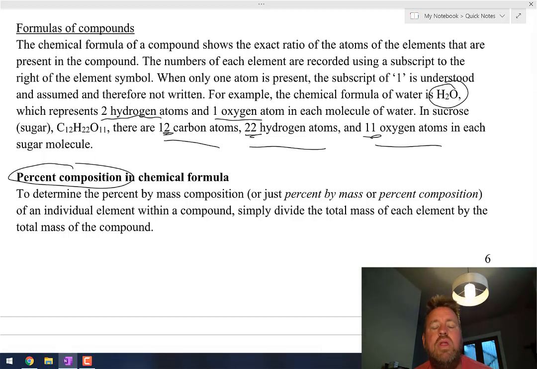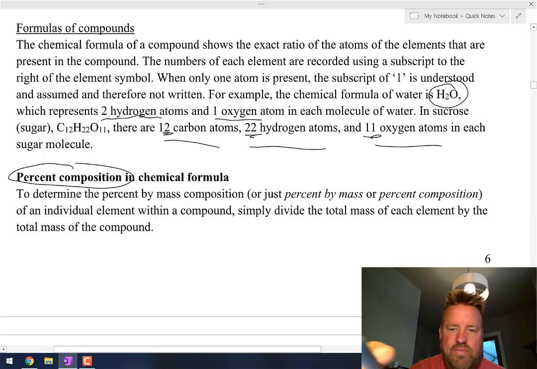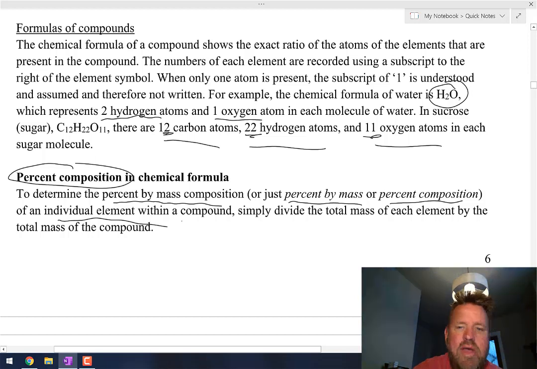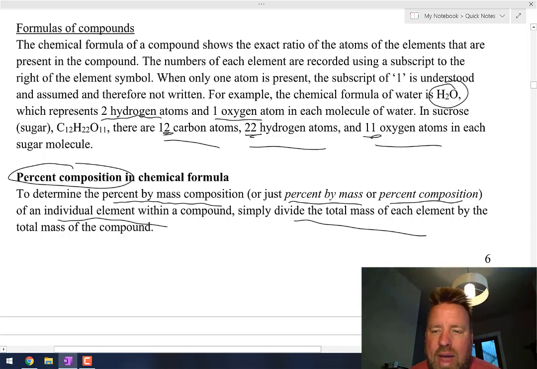If you're asked about the percent composition, and sometimes they call it different things, it all means the same thing. It means in that whole molecule, what percent of that mass is carbon, what percent is hydrogen, or oxygen. Sometimes we call it the percent by mass composition, sometimes just percent by mass, or sometimes just percent composition. It all means the same thing. We're talking about the individual element in a compound. We divide the total mass of each element by the total mass of the compound.